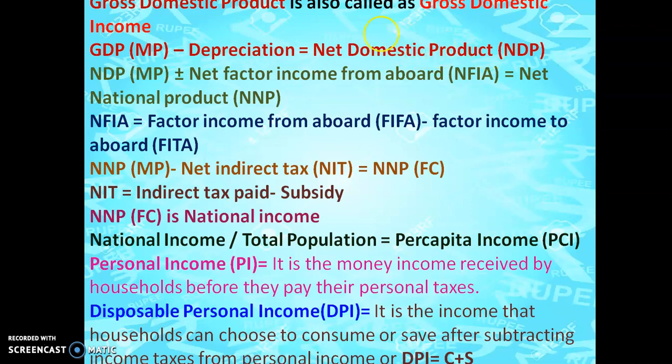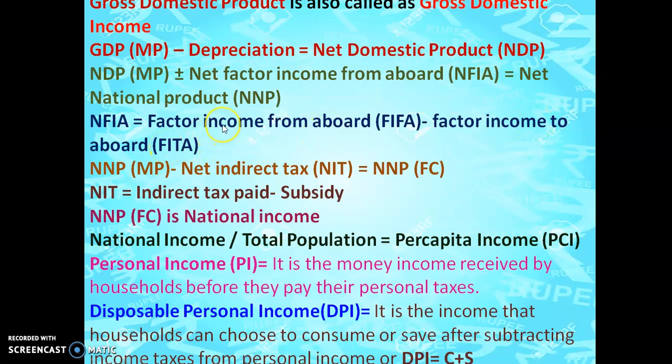Now, whatever we have calculated, this net domestic product is on what? It is on the market price. From net domestic product at market price, you can add or deduct the net factor income from abroad. The short form for this is NFIA. What is the formula? NFIA is equal to factor income from abroad minus factor income to abroad.